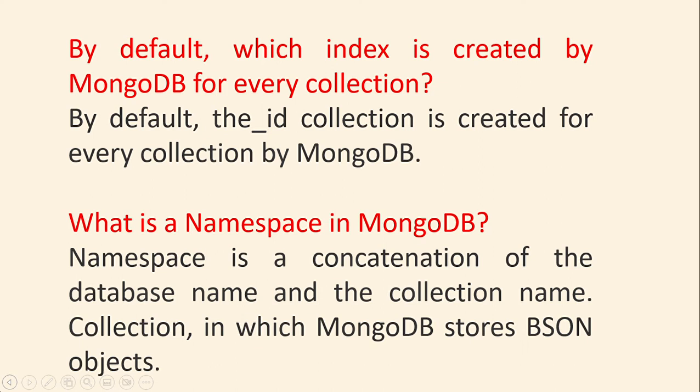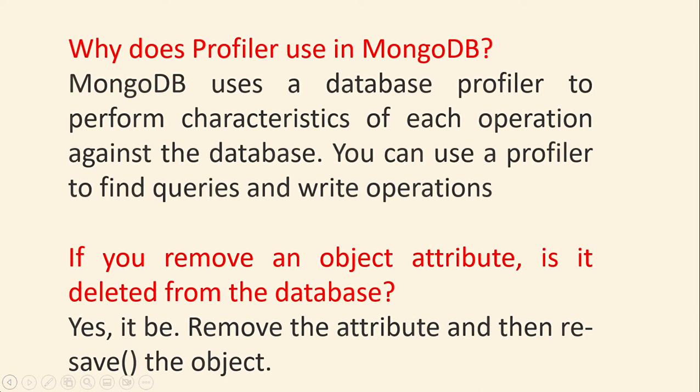What is the namespace in MongoDB? Namespace is a concatenation of the database name and the collection name, the collection in which MongoDB stores BSON objects. Next question that you can expect in the interview is: why is the profiler used in MongoDB? MongoDB uses a database profiler to show performance characteristics of each operation against the database. You can use a profiler to find slow queries and write operations.